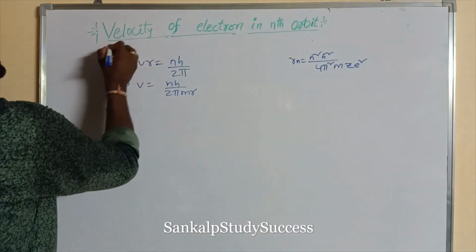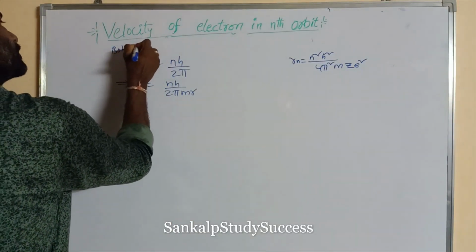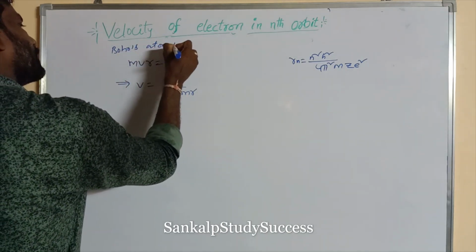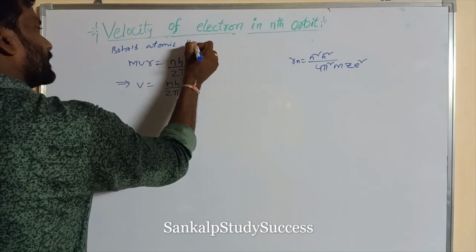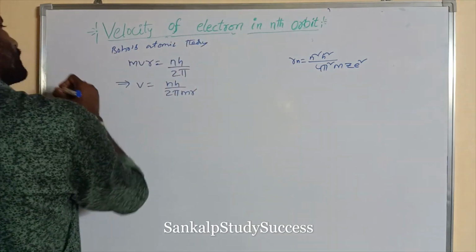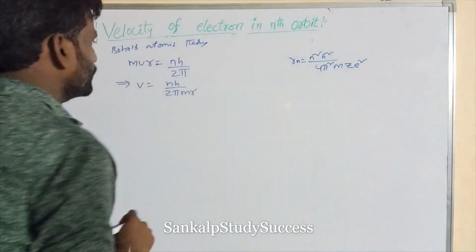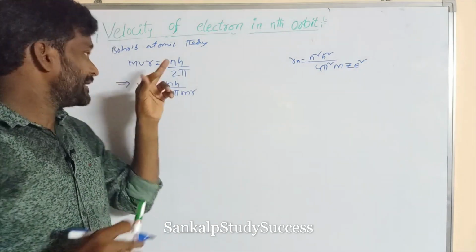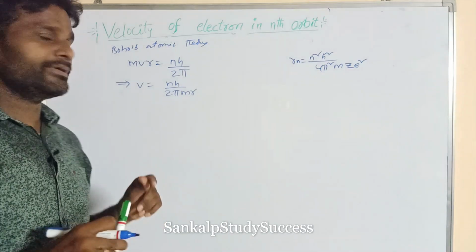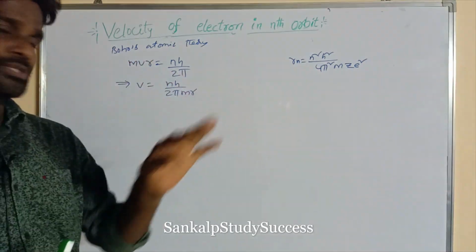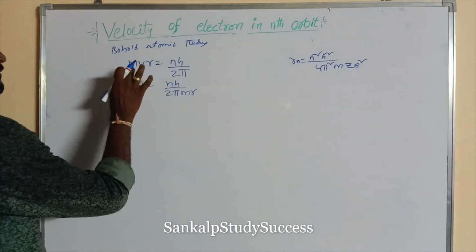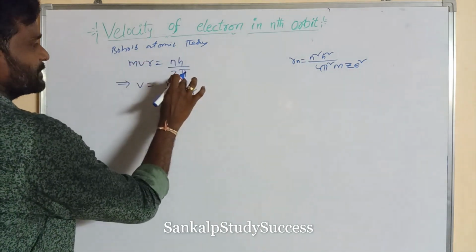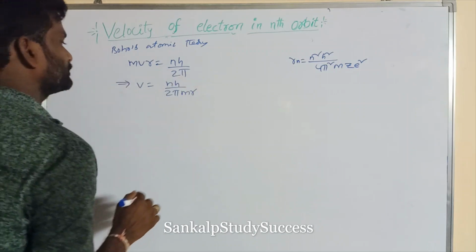According to Bohr's atomic theory, Bohr's postulate, mvr is equal to nh by 2 pi. The angular momentum of electron is equal to integral multiple of h by 2 pi, where n is equal to 1, 2, 3, 4 and so on, right? Now, according to this, v is equal to nh by 2 pi mr.